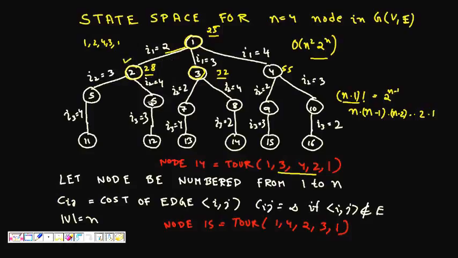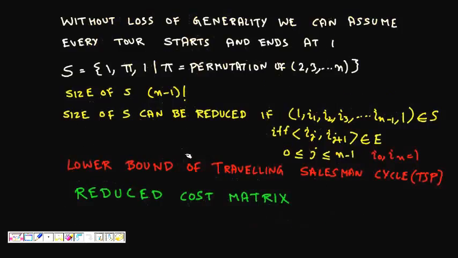But again the million dollar question is, how will you find that lower bound? So there we have a concept of reduced cost matrix.